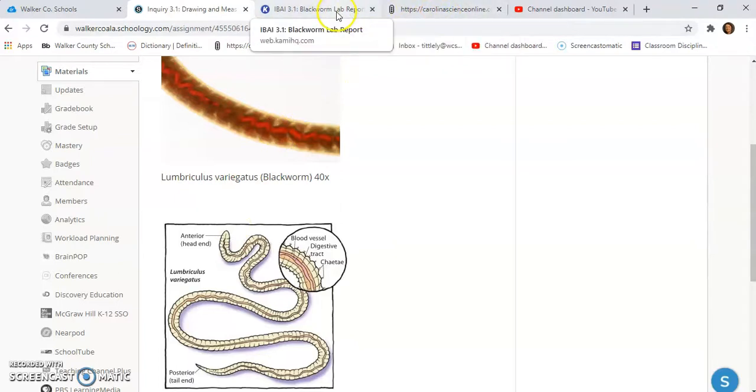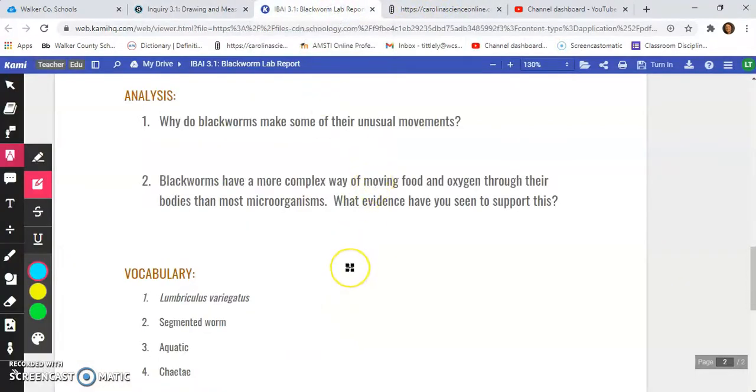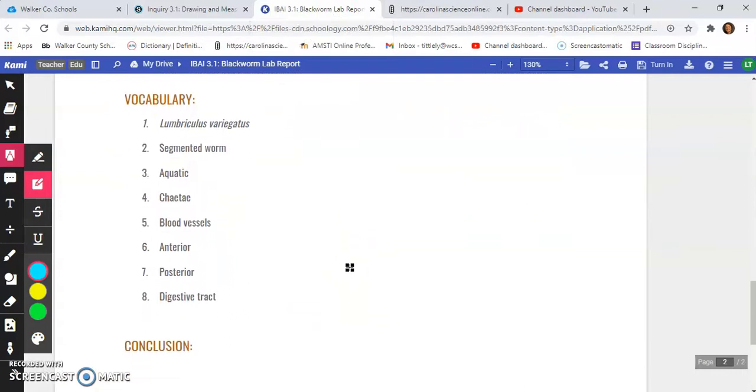Okay, let's look back at our lab report. After you've answered your analysis questions, you have some vocabulary words. Your first word, Lumbriculus variegatus, is the scientific name of the blackworm. Lumbriculus is the genus name, variegatus is the species name. You see it's written in italics because it's a scientific name. Scientific names are a two-part name that include the genus and species. So this particular species is called Lumbriculus variegatus.